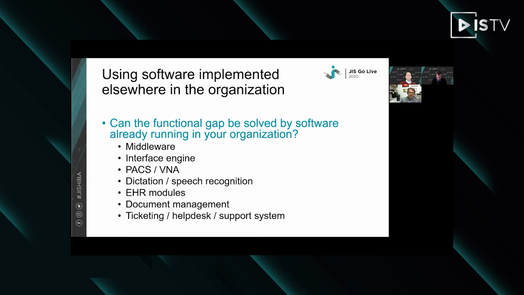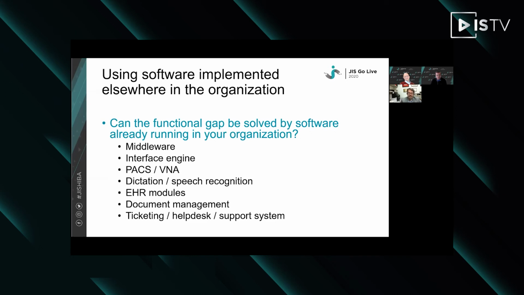The type of software that might be available elsewhere includes things like middleware. The interface engine can do amazing things, and sometimes you can make it solve problems that you have. You perhaps could put your imaging in radiology's enterprise PACS, or a vendor-neutral archive. That's becoming more and more possible in pathology with the adoption of DICOM. I've seen dictation and speech recognition systems being leveraged in the lab when they were available elsewhere in the organization.